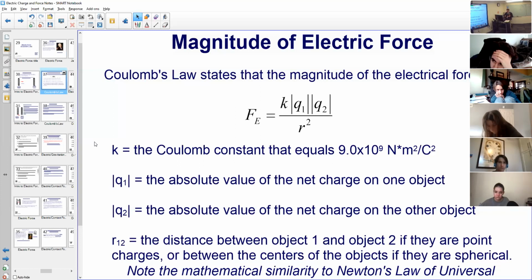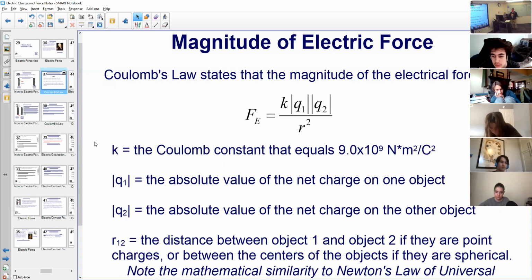Q is the variable for charge. So Q1 would be the charge that the first object has, and Q2 would be the charge that the second object has. And you'll notice that they have absolute values. The reason is we don't really care if they're positively or negatively charged if all we're trying to find is the magnitude of the force. The positives and negatives tell us whether they would be repelling or attracting, and we'll discuss that here in a minute.